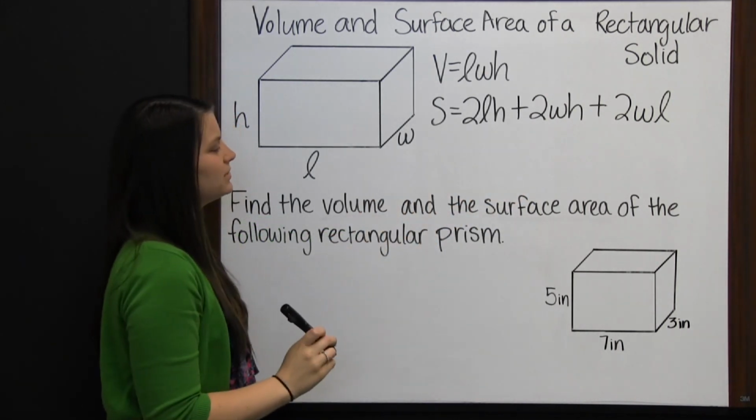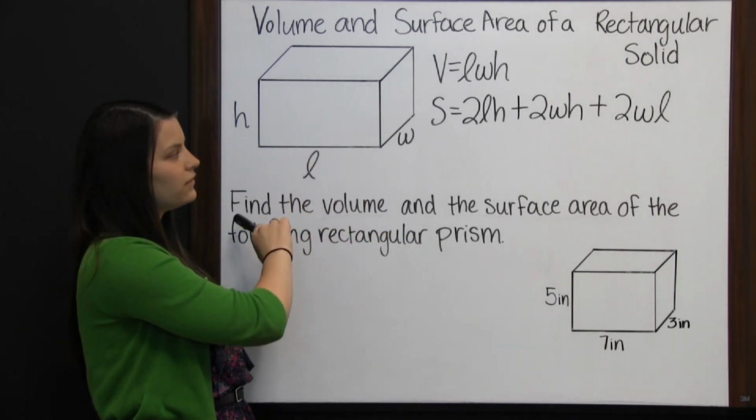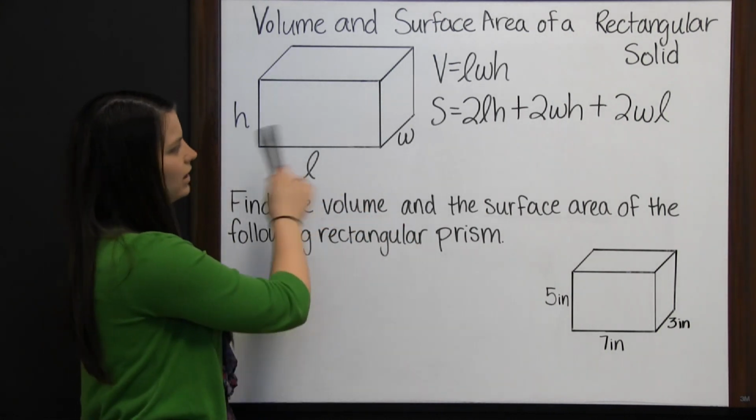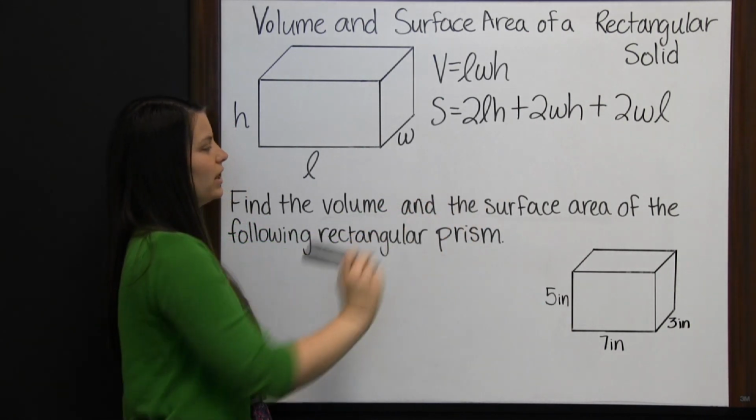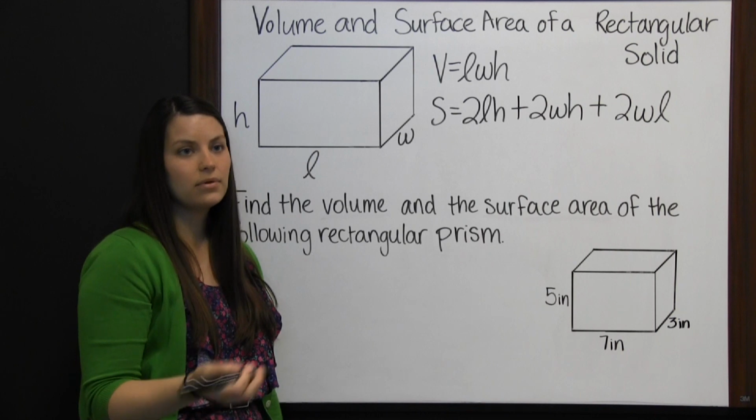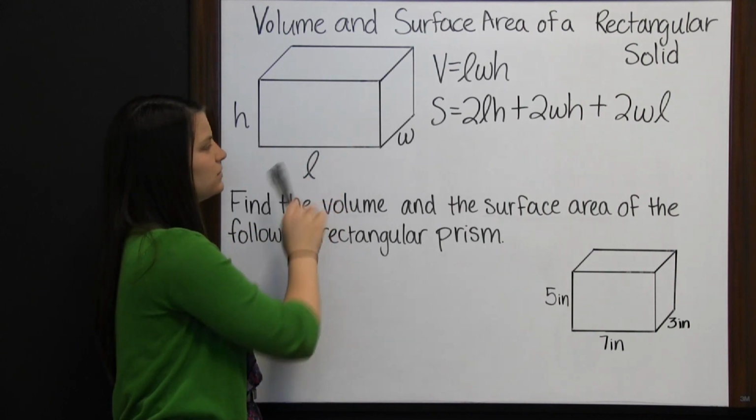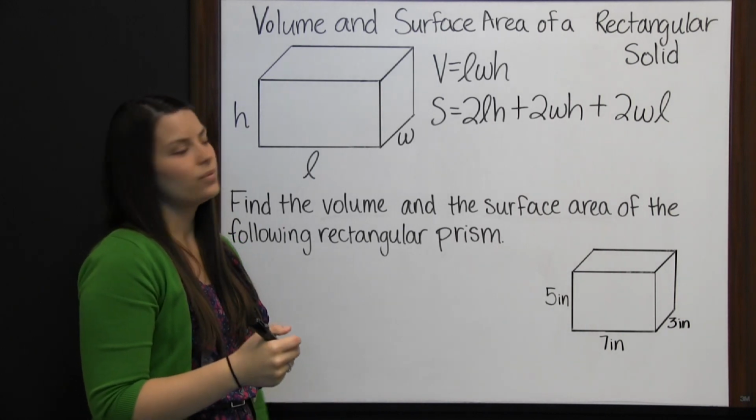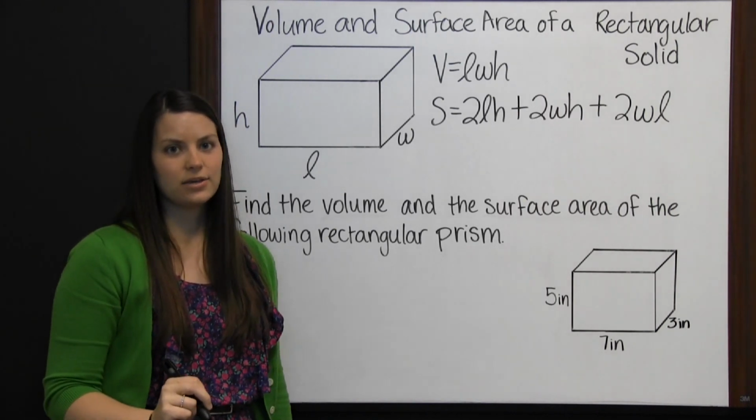Plus 2 times width times height. Width times height is the area of the right face or the left face. And since there are 2 faces that have that exact same area, right and left, you multiply it times 2. Finally, add 2 times the width times the length. The width times the length is the area of the base or the bottom, and it's the same as the area of the top. So again, 2 faces with the same area, so we multiply that times 2. And then when we add all those together, we get the surface area, or the area of all of the surfaces of the rectangular prism.